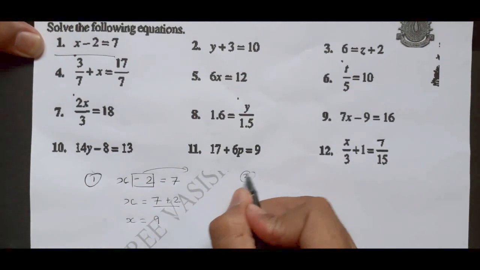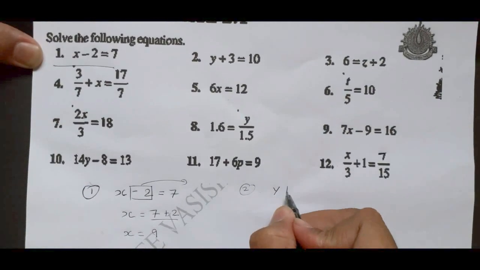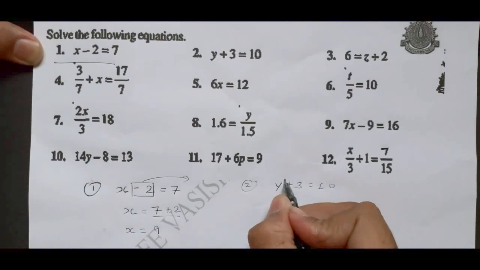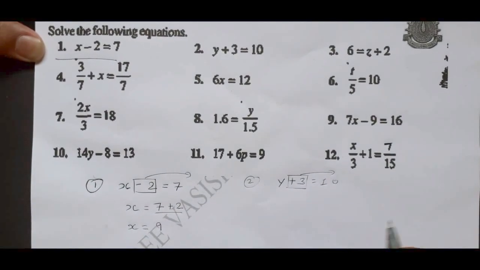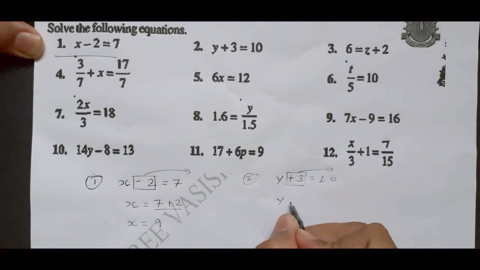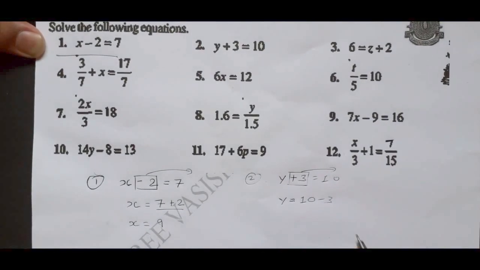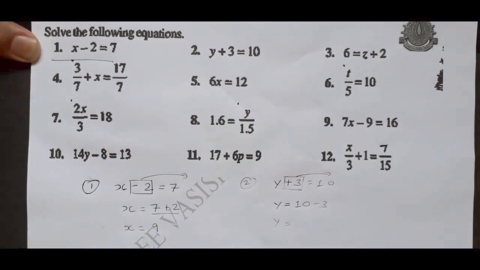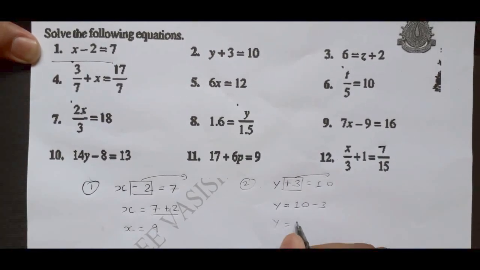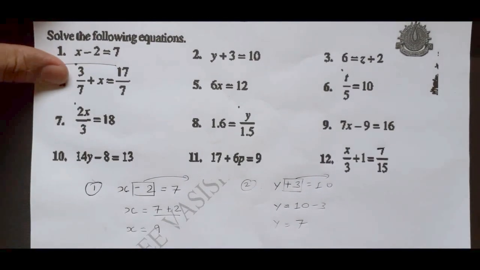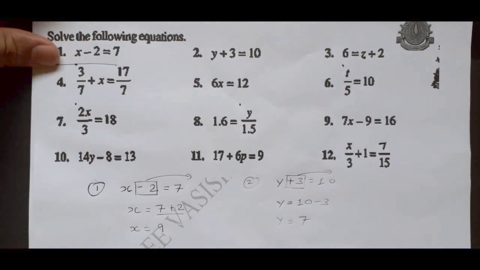Now similarly, the second question is y plus 3 equal to 10. Here again this plus 3 will be transposed to the RHS side. So it will be y equal to 10 minus 3. So 10 minus 3, answer will be 7.